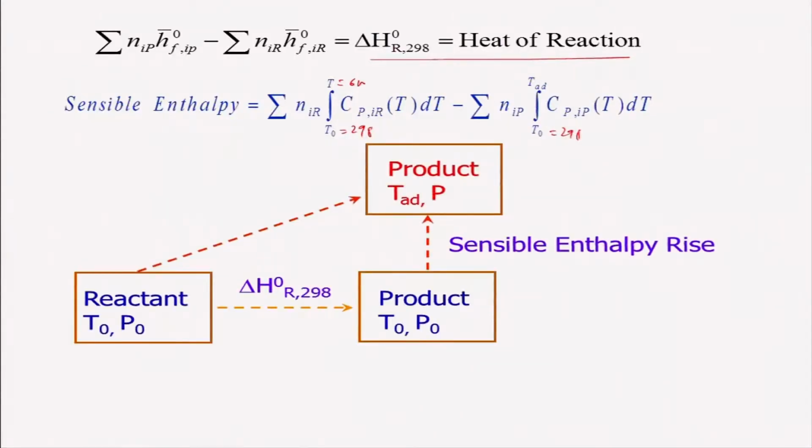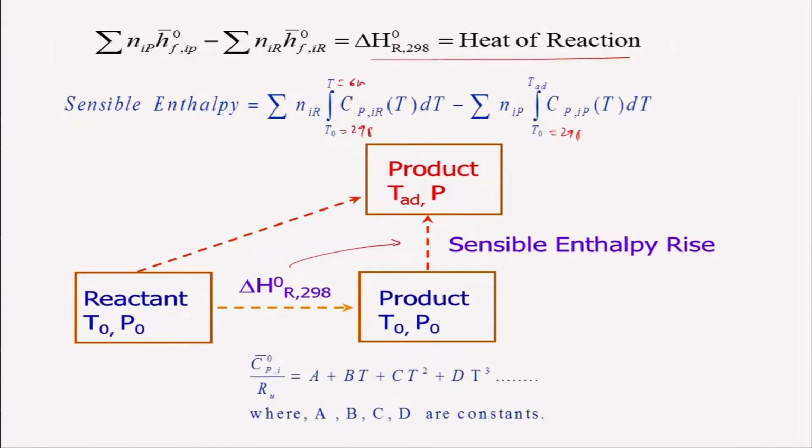So what is it saying? That the reactant at the standard temperature going to the product at the standard temperature is nothing but your heat release. This is the heat of reaction, and this heat of reaction is utilized here to raise the temperature, and the product you are getting is at the adiabatic temperature.